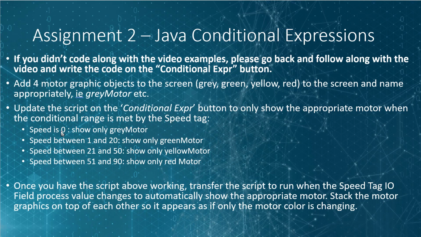So when the speed is exactly 0, only show the gray motor. If the speed is between 1 and 20 inclusively, show only the green motor. If the speed is between 21 and 50, show yellow, and between 51 and 90, show only red.